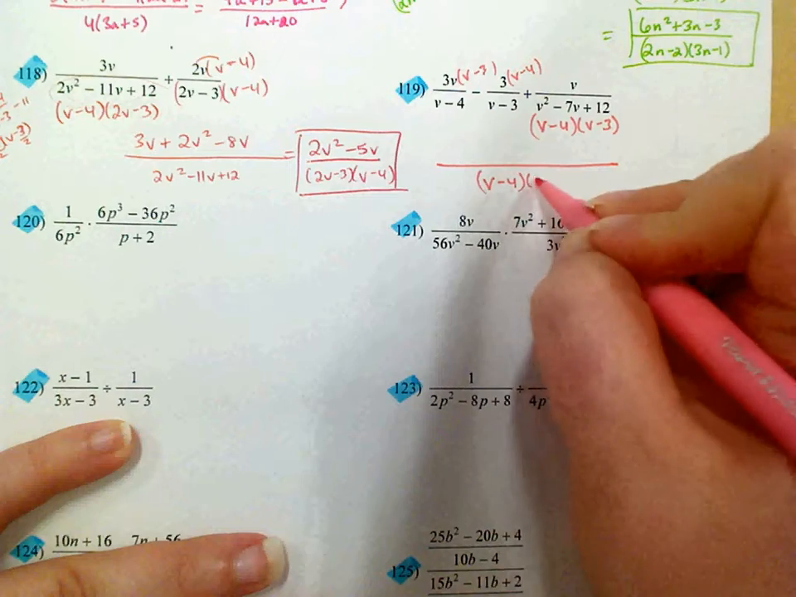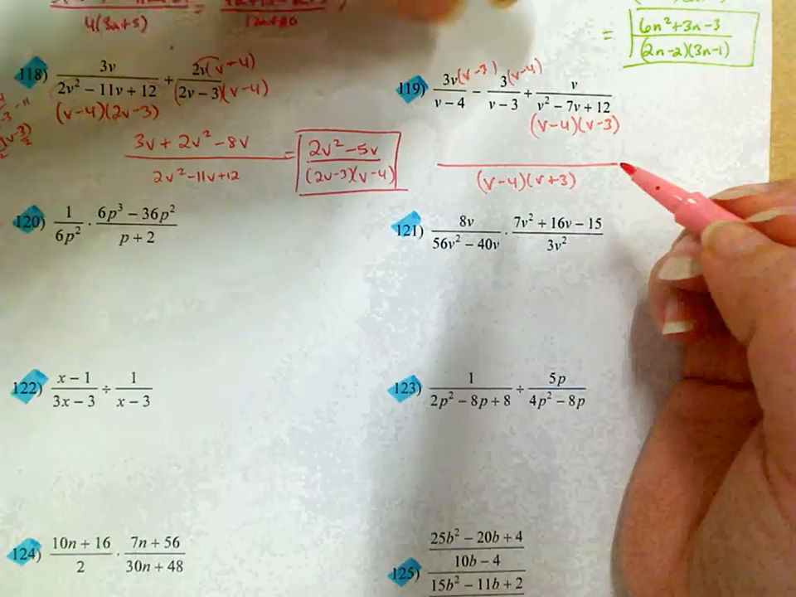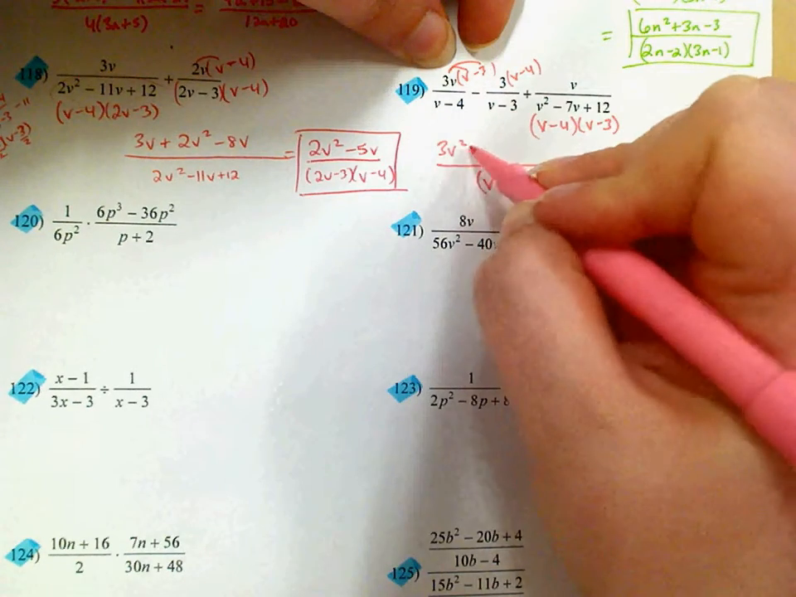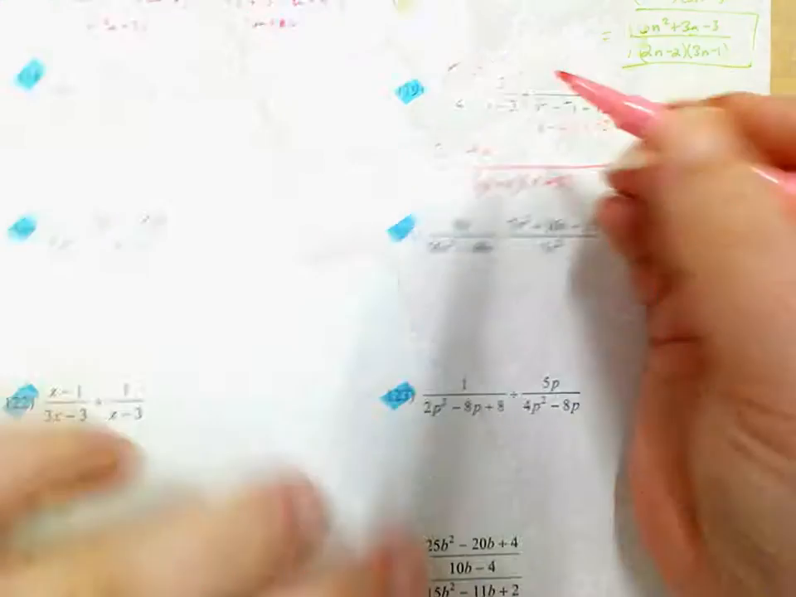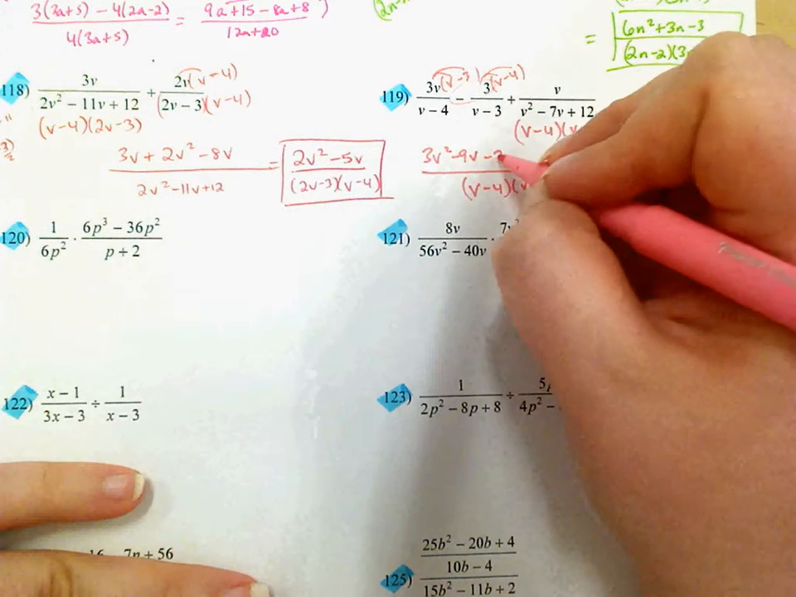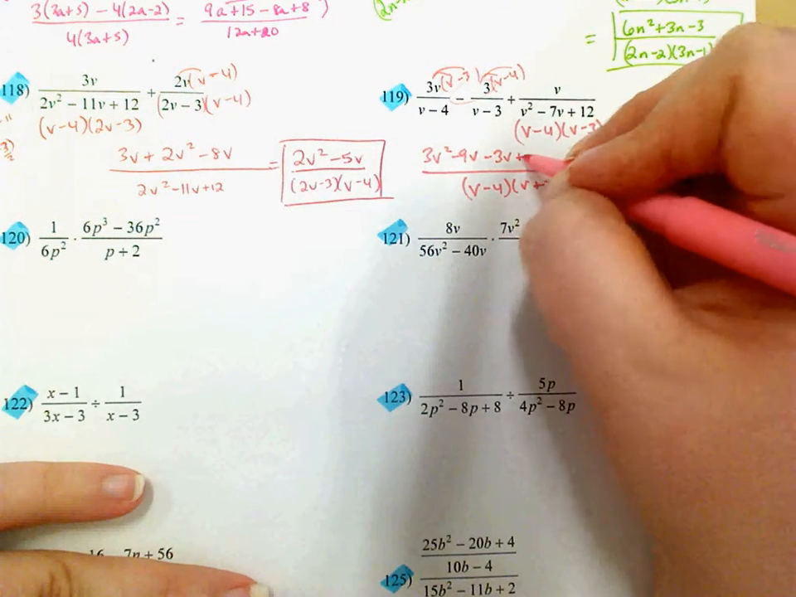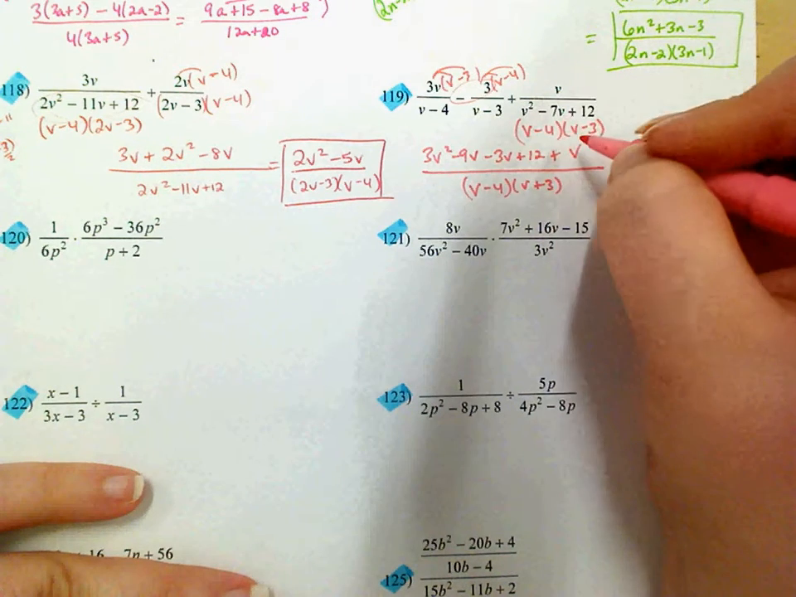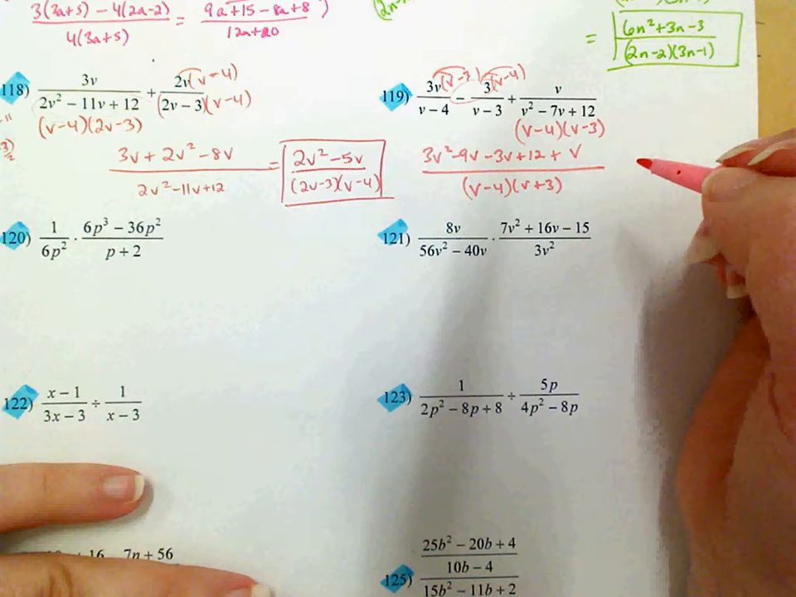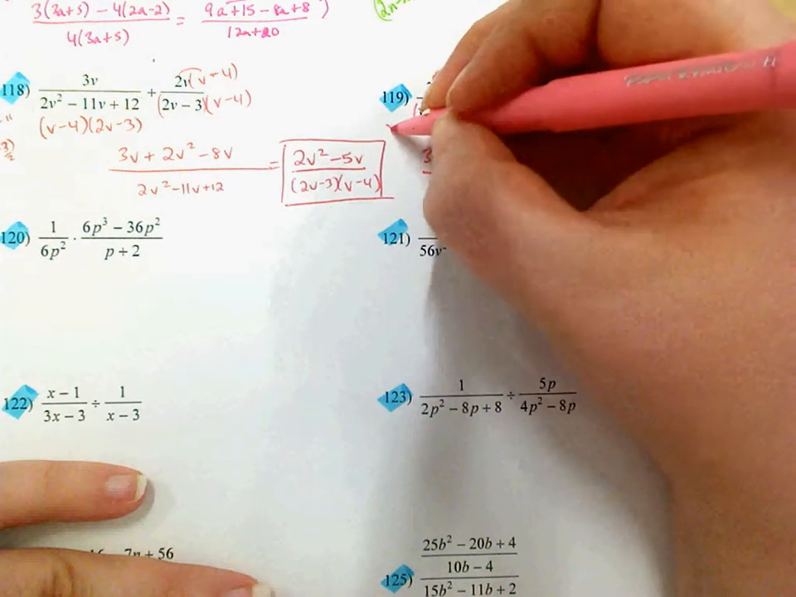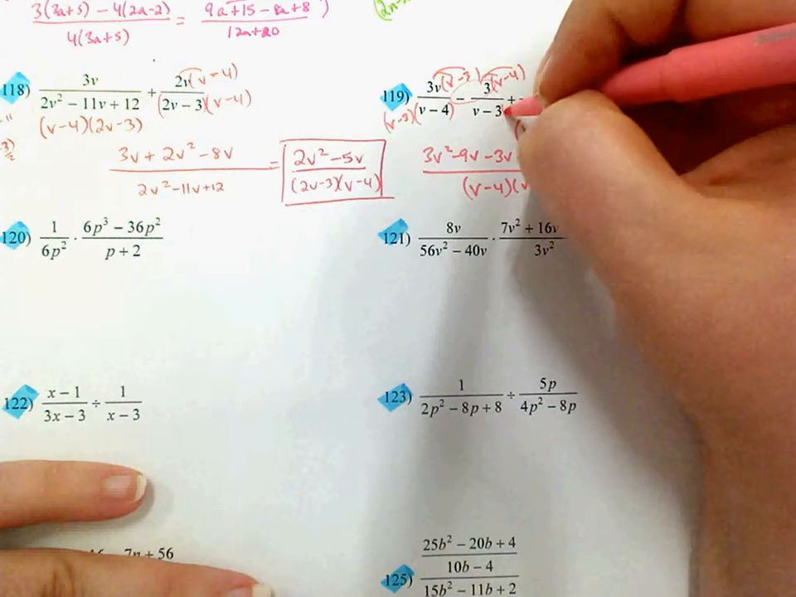I've got this times this, 3v squared minus 9v. And then I'm going to distribute a negative 3 here. So minus 3v and then plus 12. And then plus v, because this doesn't need anything because it already has both denominators, okay? So as long as I multiply this one by v minus 3 and this one by v minus 4, then they have the exact same denominators, okay?